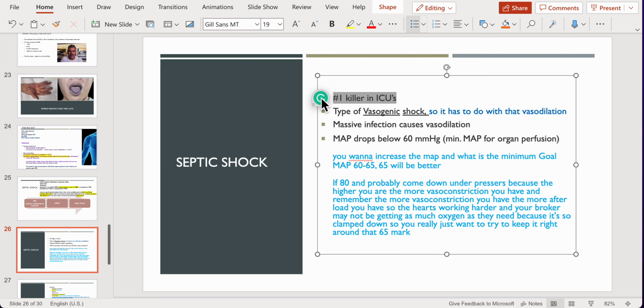Septic shock. Number 1 killer in ICUs, a type of vasogenic shock, so it has to do with that vasodilation. Massive infection causes vasodilation. MAP drops below 60 mmHg minimum. MAP for organ perfusion.